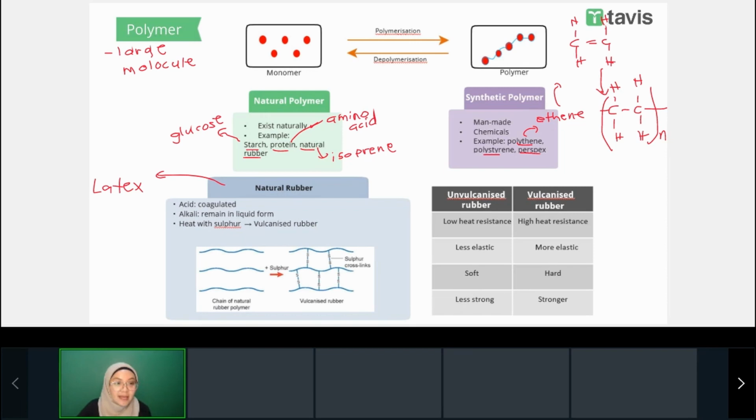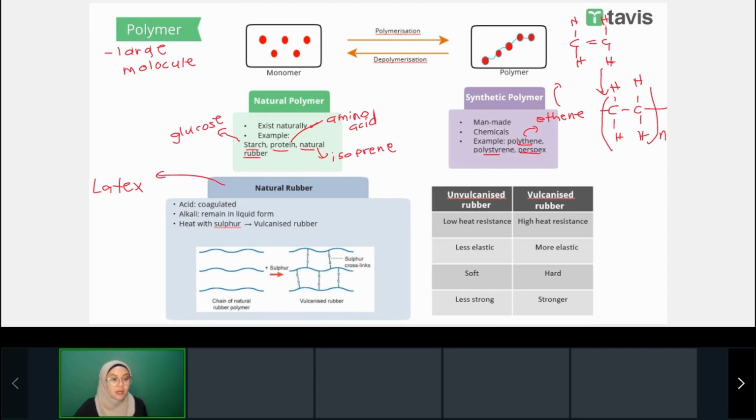Okay, if I add an acid to this latex, it will become coagulated. But if I add an alkali, it will remain in liquid form. When I heat the natural rubber with sulfur, it will form a cross-link structure. It will form a cross-link of sulfur, and it becomes vulcanized rubber.